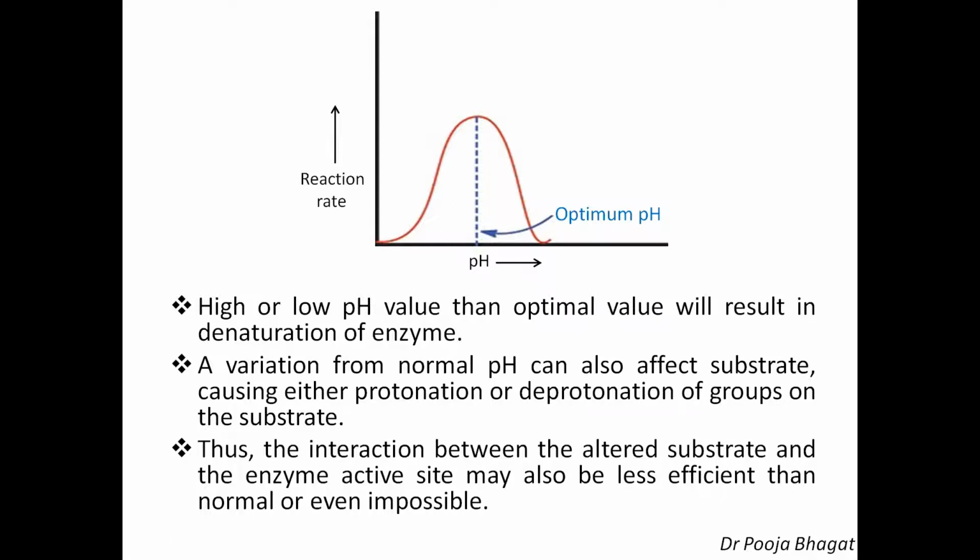Now, why the denaturation at high or low pH? Low pH means the medium is acidic. If the medium is acidic, then what will happen?